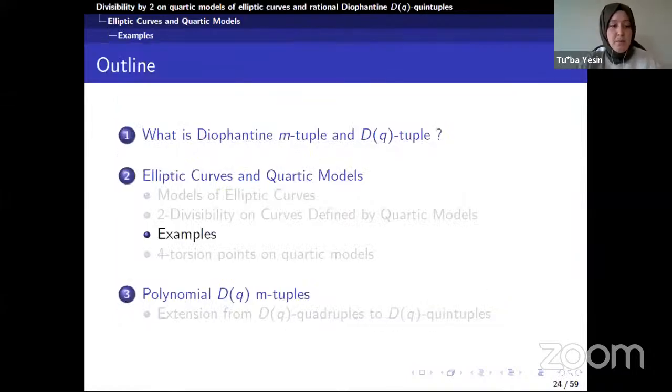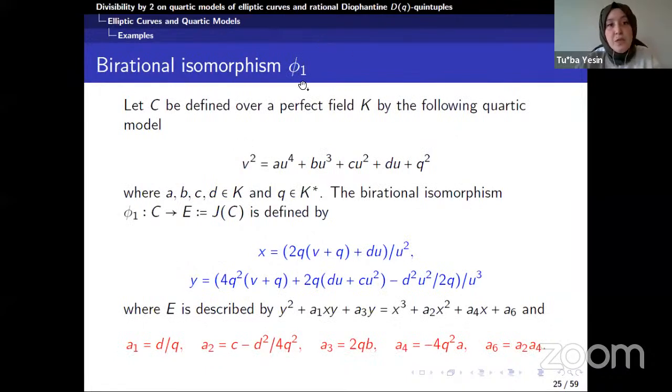Okay, now we can see some examples. First we need to take a birational isomorphism. Let's call this phi1 as given here. Let's see, we defined our perfect field K by the following quartic model, which is here. And this birational isomorphism from C to E is defined by here. I mean, if you take a point U, V pair, you will see the image of this UV as X and Y on E. And also we can find the elliptic curve, which is described by the Weierstrass equation with coefficients A1, A2, A3, A4 and A6. So we can see the explicit E.